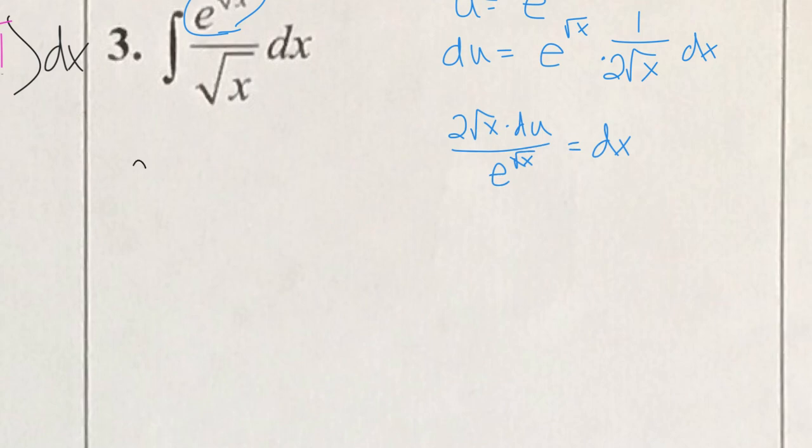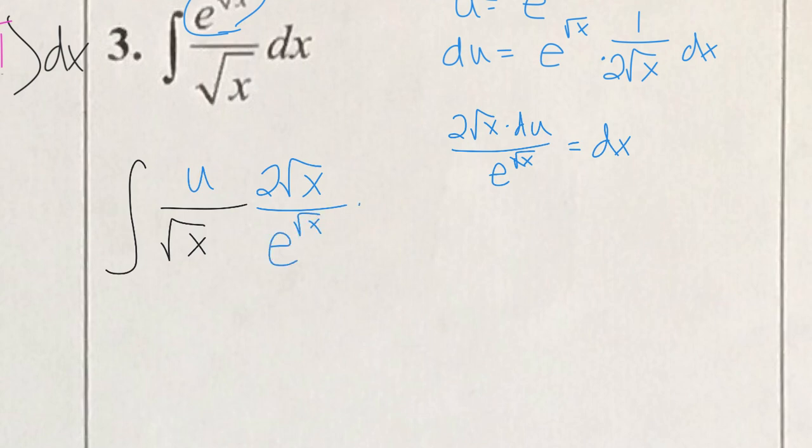So let's see what that looks like. I have u in my numerator, okay, and I have root x in the denominator. Now I'm replacing dx with 2 root x over e to the root x times, of course, du. Okay, so let's see what happens. This root x here and this root x cancel out. Now I have a problem with my e to the x. Well, I already said e to the root x is u. So I'm going to once again substitute e to the root x as u, and my u's cancel out also.